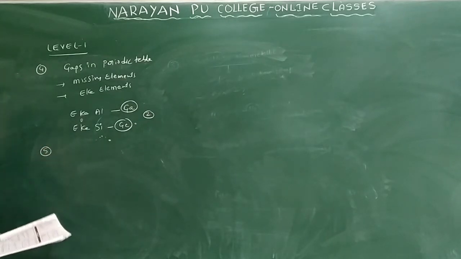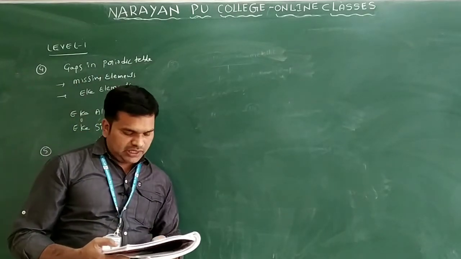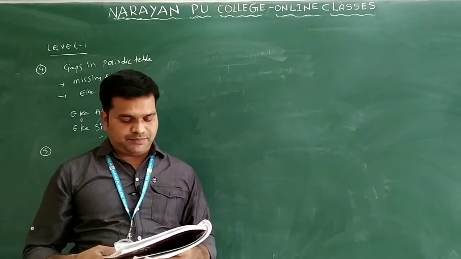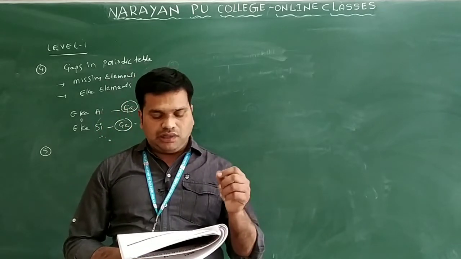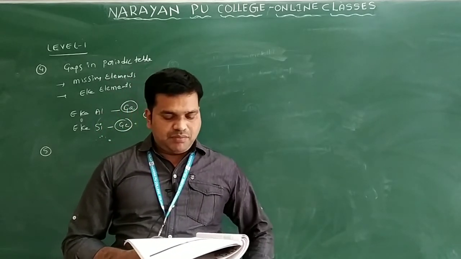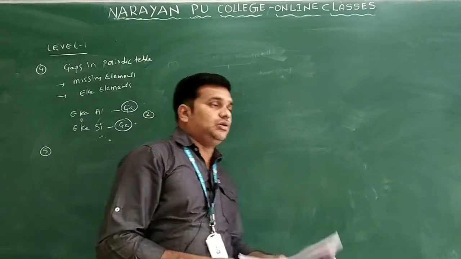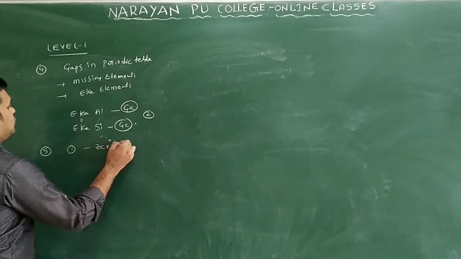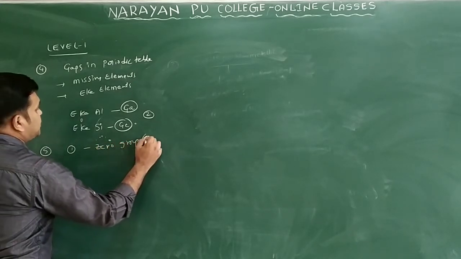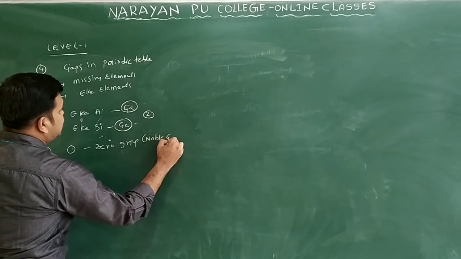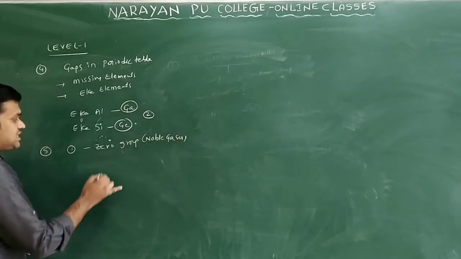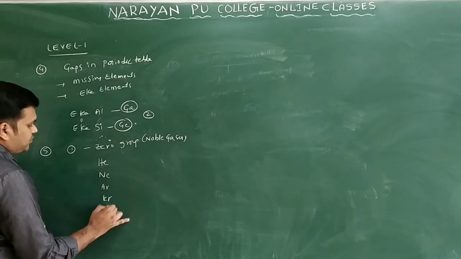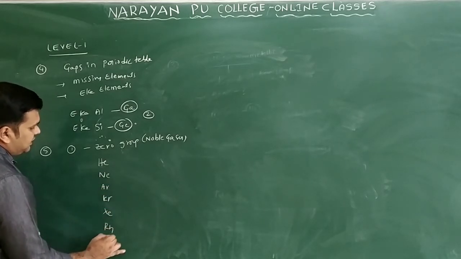Now coming to question number 5: the group in which all the elements do not have the same number of electrons in their valence shell. The first option given is the 0 group. The 0 group is what we call the noble gases: helium, neon, argon, krypton, xenon and radon.